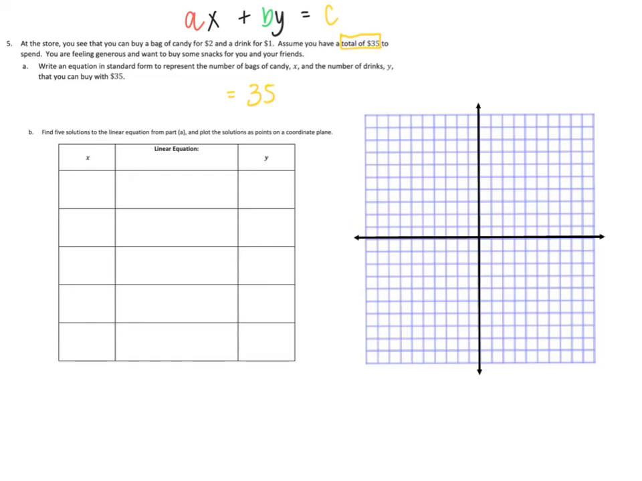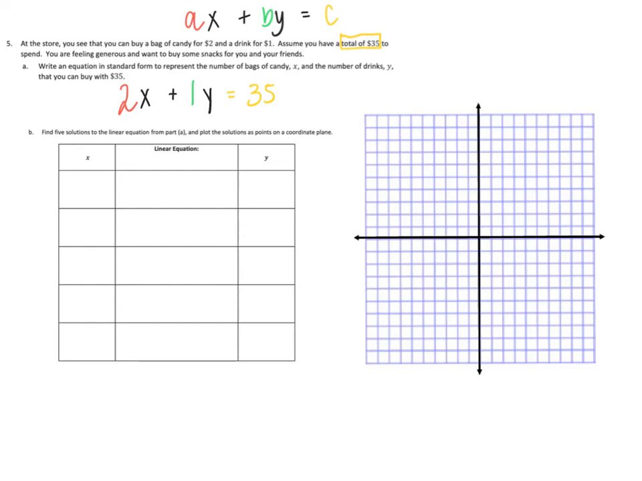But what things are we adding? What is going to be our A? What is going to be our B? Well, it says that our candy is $2 and our drink is $1. So these are the numbers that are going to go here. We spend $2 on a bag of candy, and we don't know how many bags of candy we can buy, and $1 on each drink. We don't know how many drinks we can buy, but we know we have a total of $35 to spend. So this is the equation that we would write here.